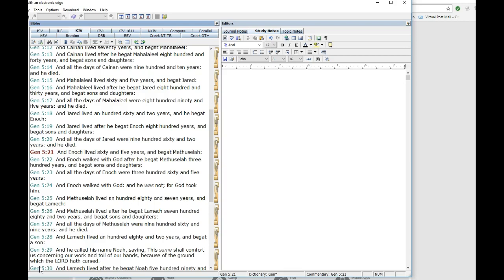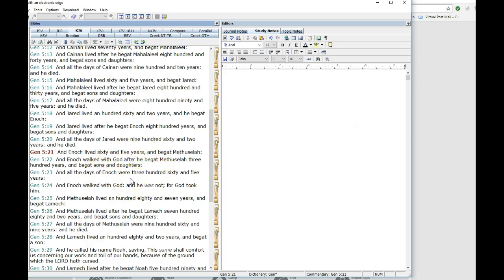And Genesis 5:21, we've got Enoch. It's very brief. Enoch lived sixty and five years and begat Methuselah. And Enoch walked with God after he begat Methuselah three hundred years and begat sons and daughters. All the days of Enoch were three hundred sixty and five years. And Enoch walked with God, and he was not, for God took him. And that's all we got. You see a lot of interesting things here.